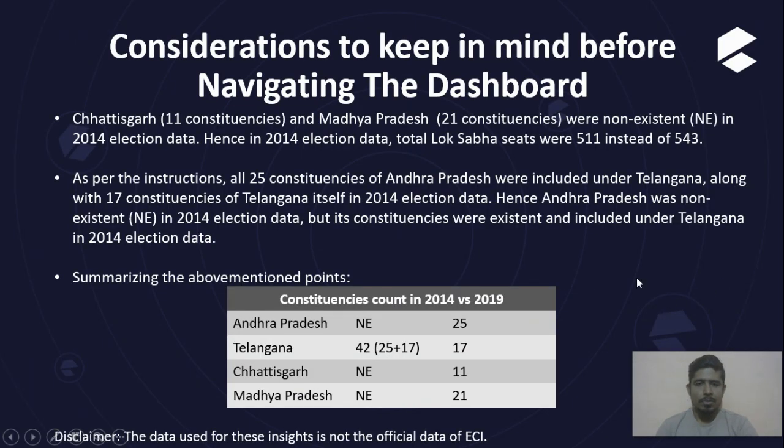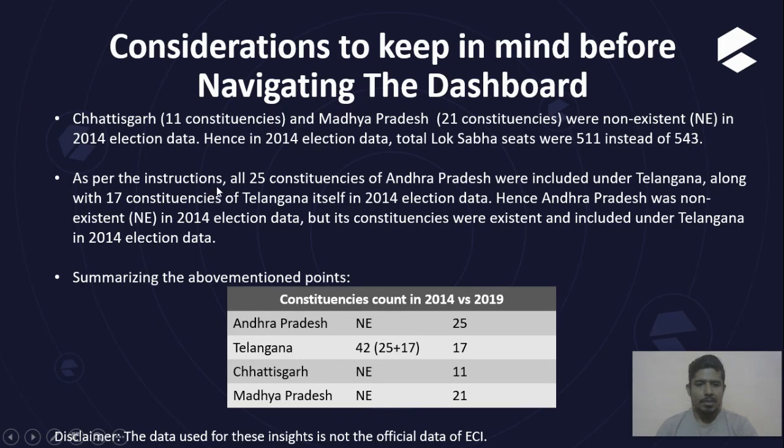Now moving on to the dashboard, but before navigating the dashboard, I am going to state these 2 points clear. The first one is that Chhattisgarh and Madhya Pradesh were non-existent in 2014 election data. So 11 constituencies of Chhattisgarh and 21 constituencies of Madhya Pradesh were non-existent in 2014 election data. So that is why in 2014 the total Lok Sabha seats were 511 instead of 543.